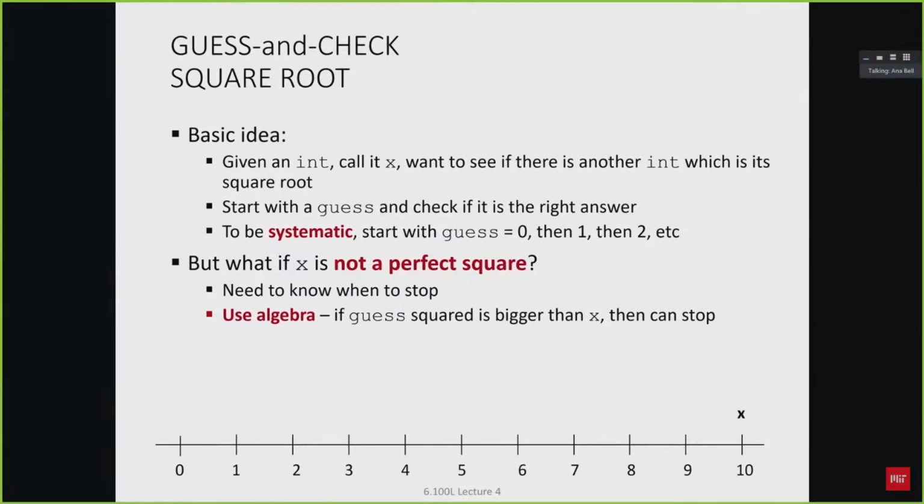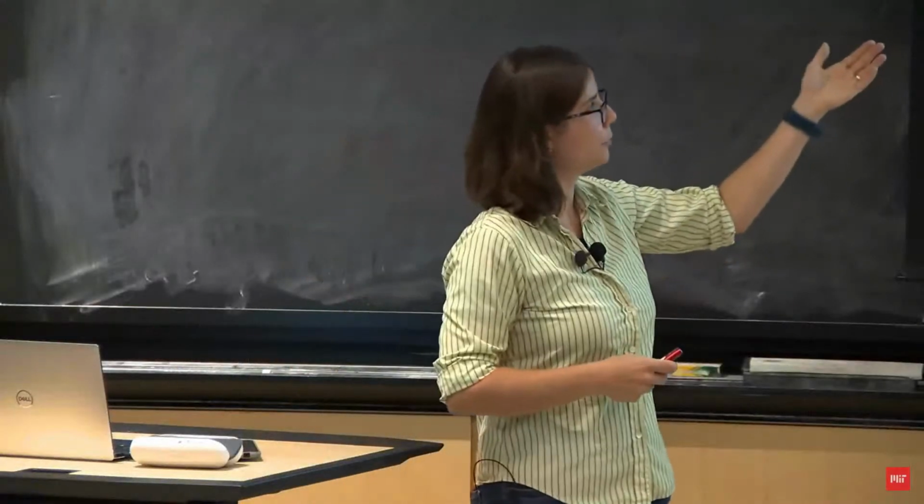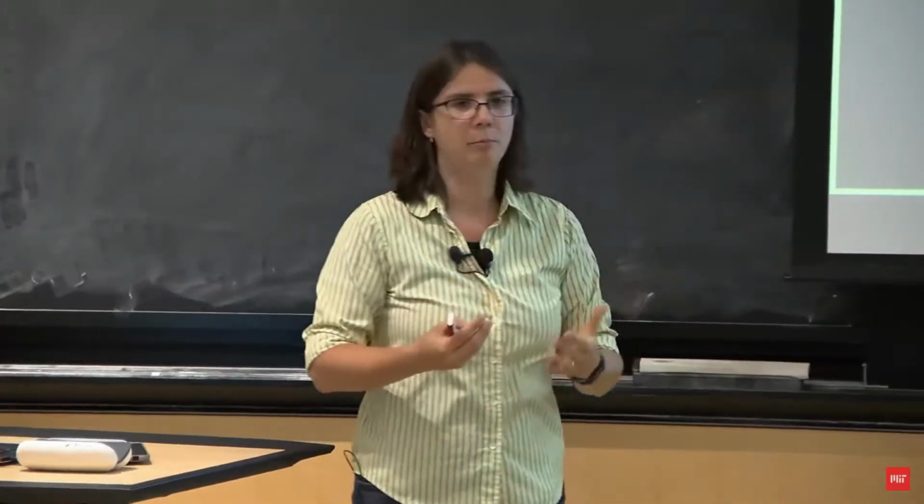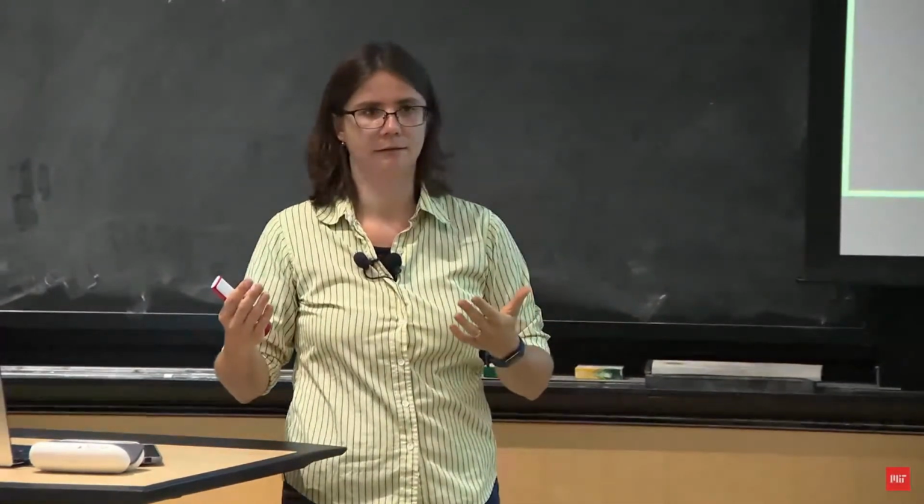So the algebra we need to add to solve our problem is to say, if we're looking at a number that's not a perfect square, we have to find a way to stop, right? We don't want to guess something that's infinite. This is guess and check. So we need an exhaustive set of potential solutions. So we're going to use algebra, and we're going to say we're going to stop as soon as our guess squared becomes bigger than x.